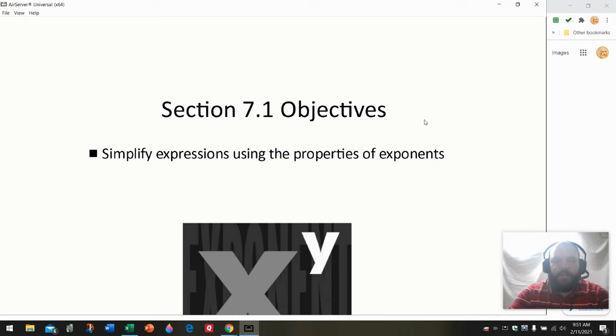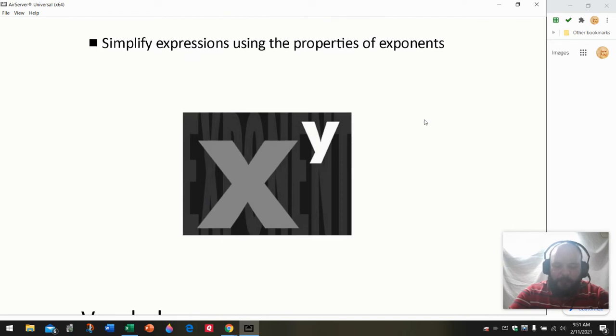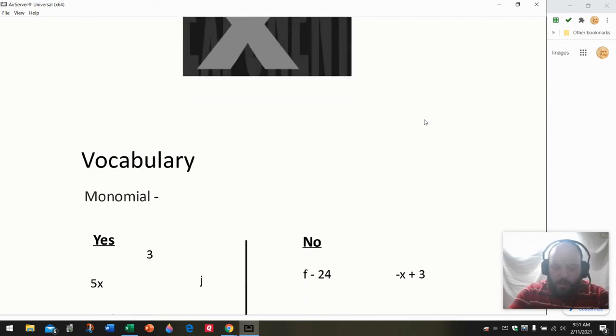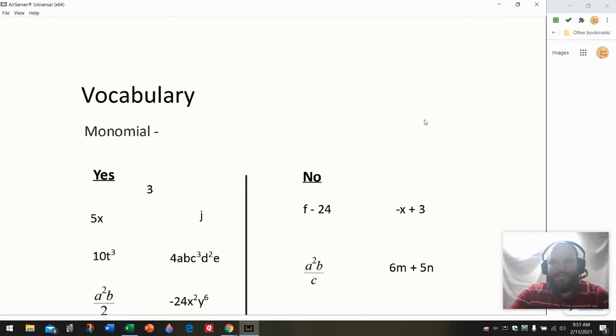We're going to start into Chapter 7, Section 1 today. Chapter 7 mainly deals with various properties that we use in algebra to simplify algebraic expressions. In this particular section, we're going to work on simplifying expressions using the properties of exponents. So the first thing I need to show you or discuss is what a monomial term is.